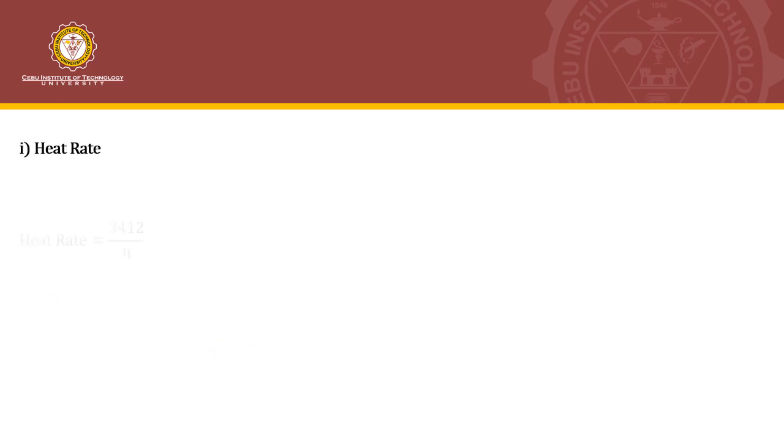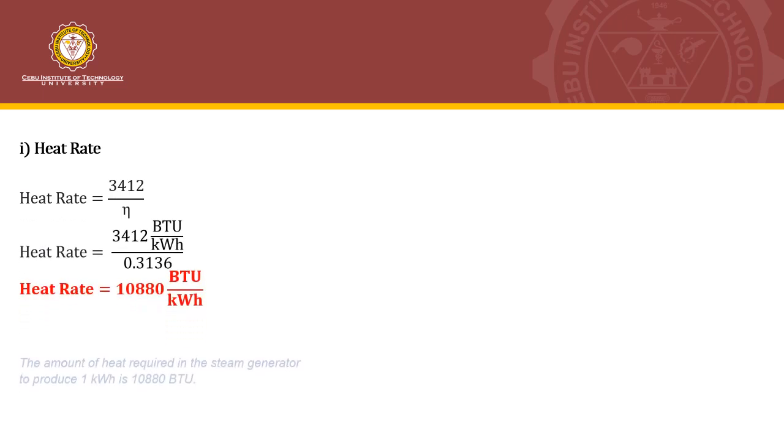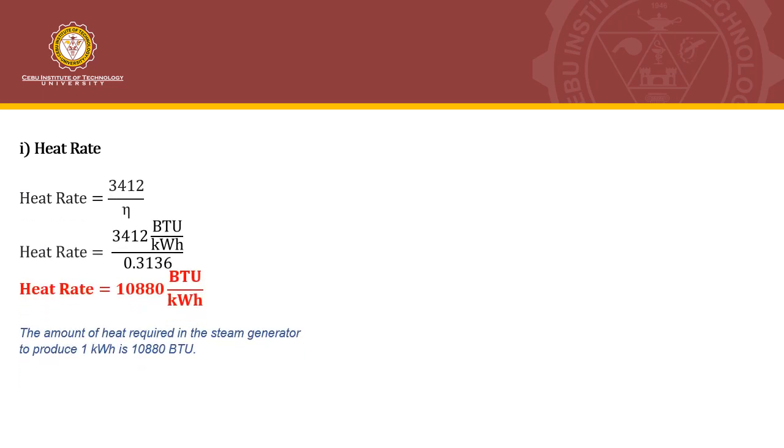And you can also get the heat rate by using the value of the thermal efficiency. So this means that the amount of heat required in the steam generator to produce 1 kilowatt hour is 10,880 BTU. So that's how you solve for a regenerative Rankine cycle using a closed feed water heater.